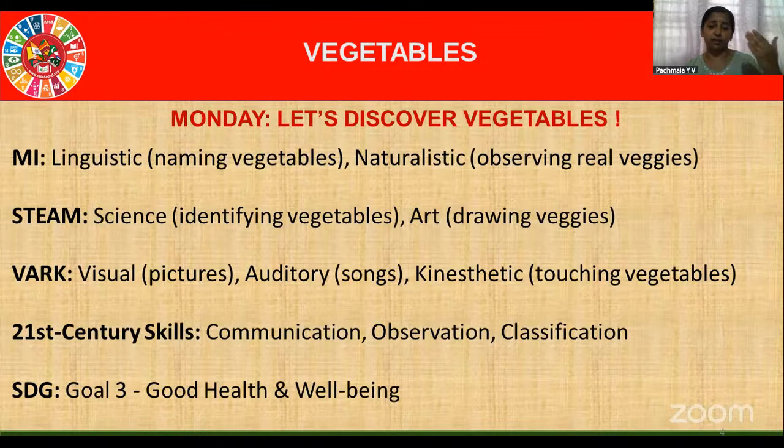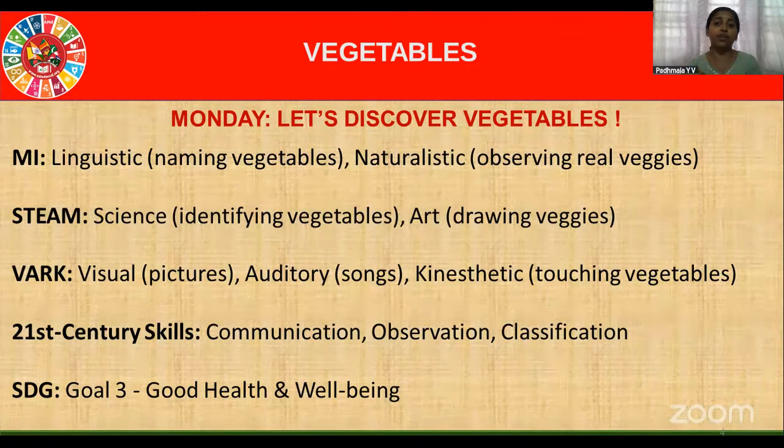Then I have added the learning styles: visual, auditory, reading, and kinesthetic. Visual: children are looking at the pictures, the models, the real vegetables. All these come under visual. Auditory: we are helping children to listen to songs and they are repeating. All these come under auditory. Kinesthetic: the child is touching, exploring. All this comes under kinesthetic.